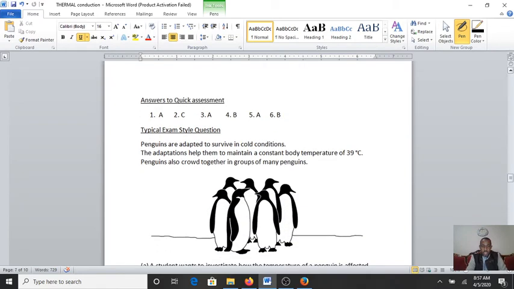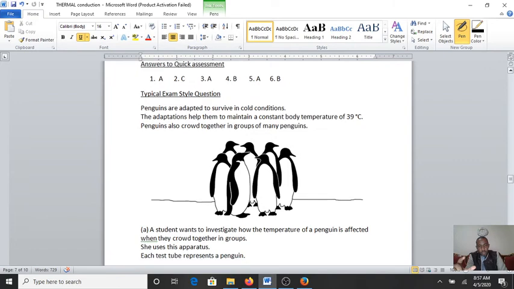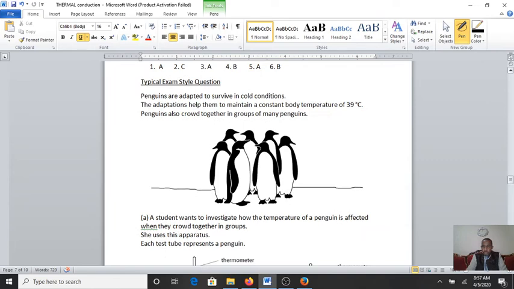Now, here is a typical exam style question. And also, I will want you to try it. You can just brainstorm about it, but you need to try it. And see, testing the insulating properties of air.